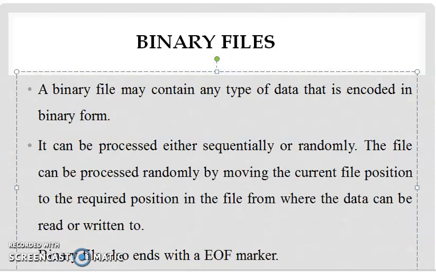The second one is binary files. Here the data is in binary form, that is zeros and ones, and it is processed either sequentially or randomly. A file can be processed randomly by moving the current file position to the required position from where the data can be read or written. It also ends with the end of file marker and it requires less space than text files.